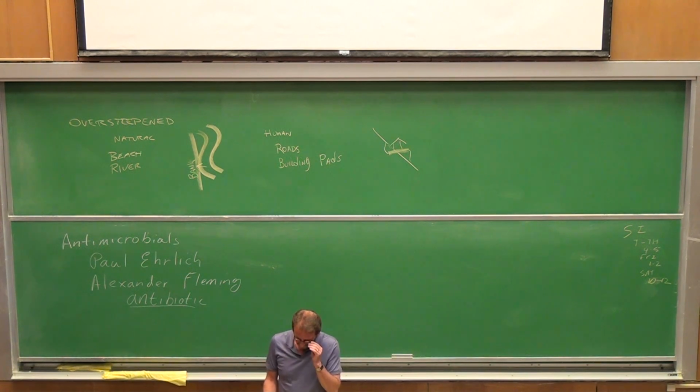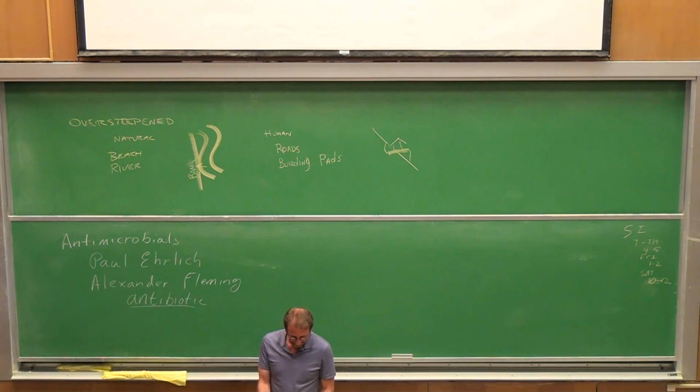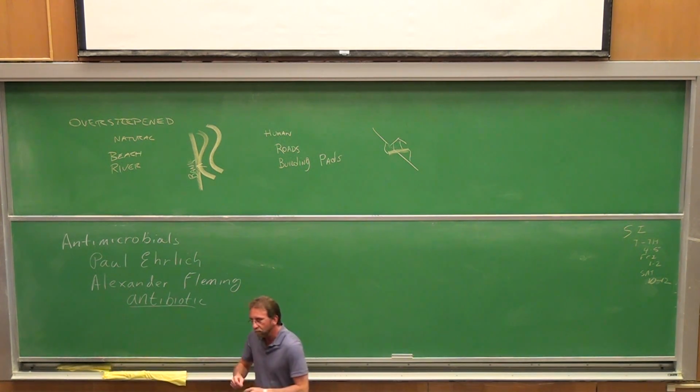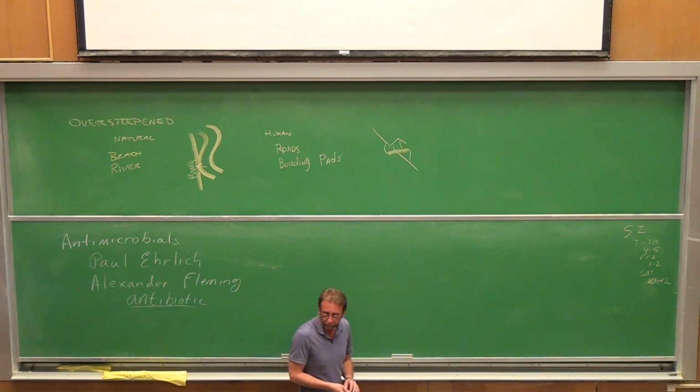So penicillin was the first antibiotic produced. It's been effective against many bacteria. Streptomycin came along later, a product of a soil microbe. In fact, most of our antibiotics come from soil bacteria.